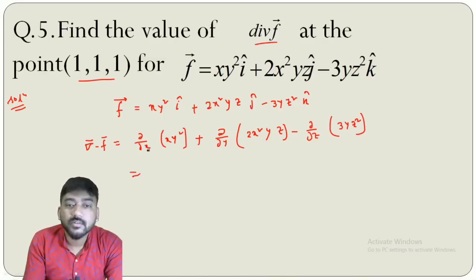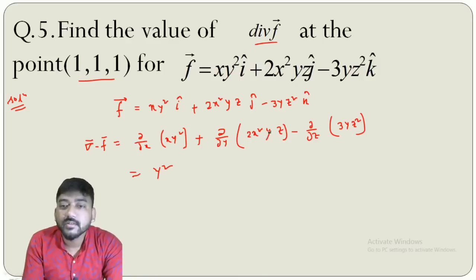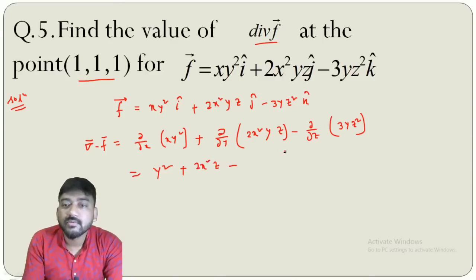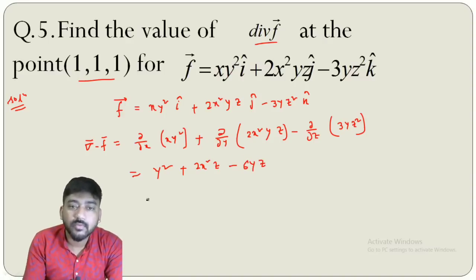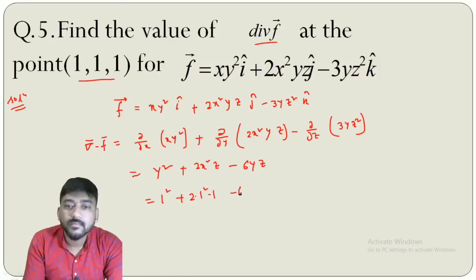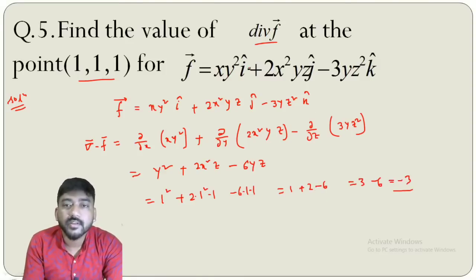This is just differentiation of xy square with respect to x, so it will be just y square. From del y, the differentiation of y is 1, so it will be 2x square z. And minus, with respect to z, this is 2z, so it will be 6yz. If you put the point (1, 1, 1), you will get 1 square plus 2 into 1 square into 1 minus 6 into 1 into 1, that means 1 plus 2 minus 6, that is 3 minus 6, that is minus 3. This will be the correct answer. This is a very easy problem.